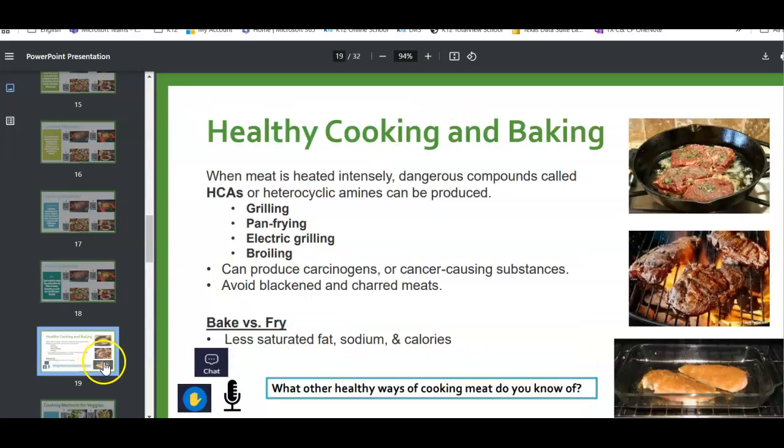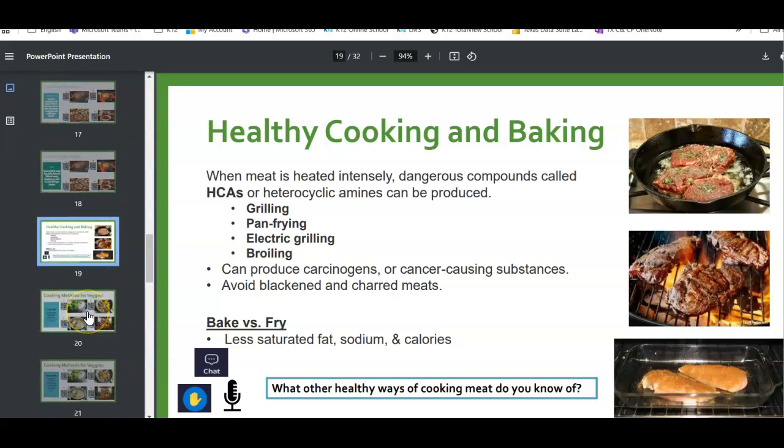Okay, and then we have healthy cooking and baking. When meat is heated intensely, dangerous compounds called HCAs can be produced. This can happen with grilling, pan frying, electric grilling, or boiling. It can produce carcinogens, which are cancer-causing substances. You want to avoid blackened or charred meats. Bake versus fried. Bake is always better.